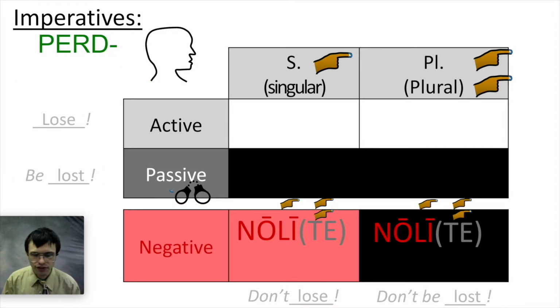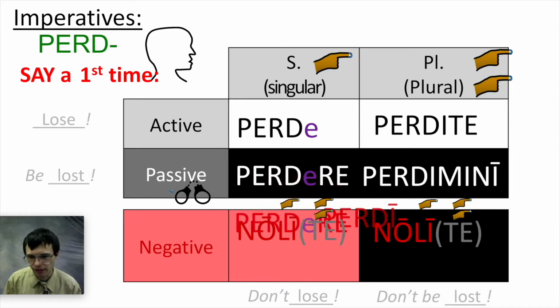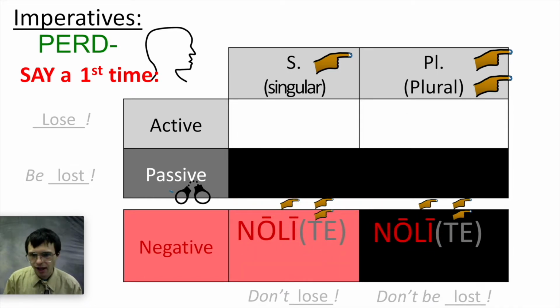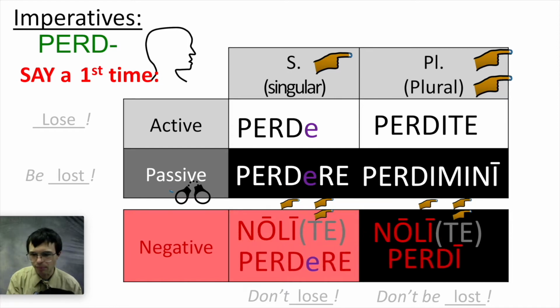It's going to go like this. Just listen. Ready? Perde, perdite, perdere, perdimini, nolite perdere, nolite perdi. And you say it. Ready? Go. Perde, perdite, perdere, perdimini, nolite perdere, nolite perdi.